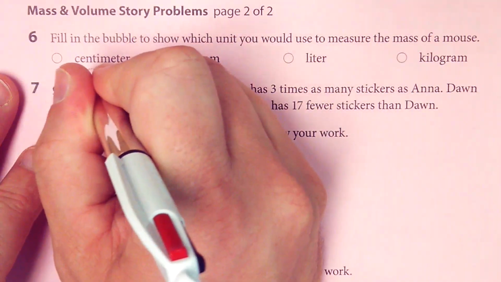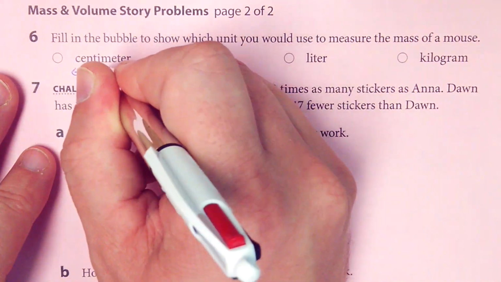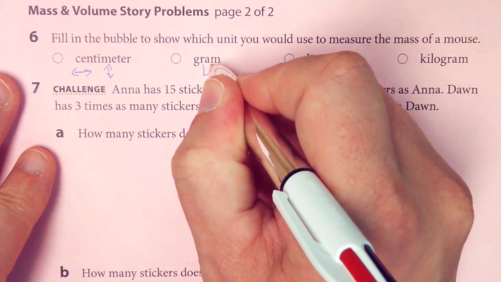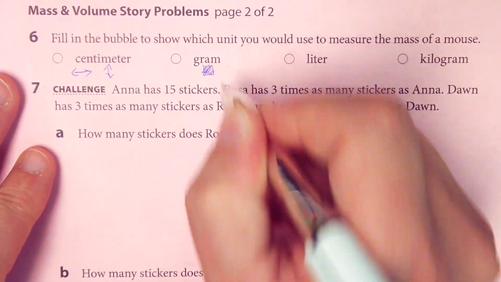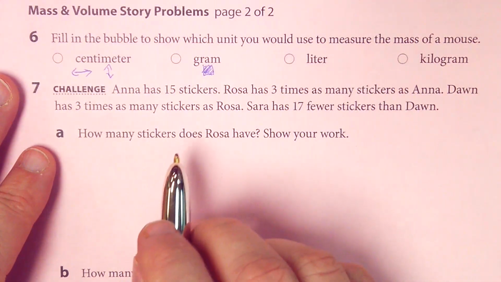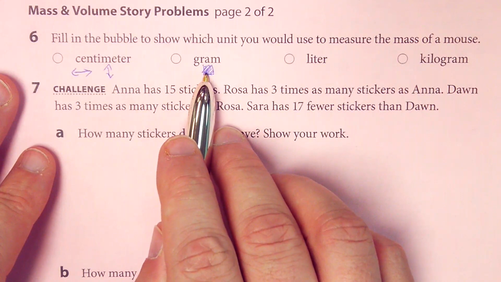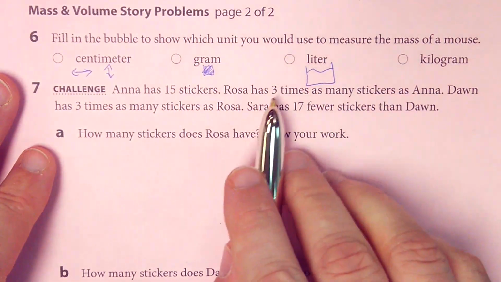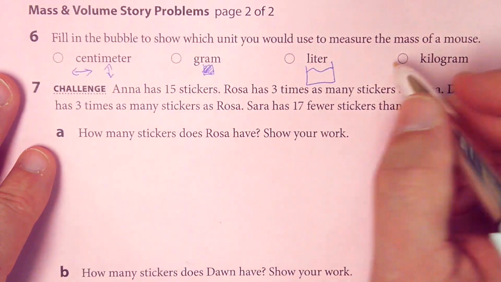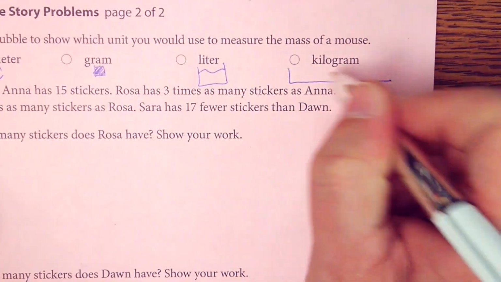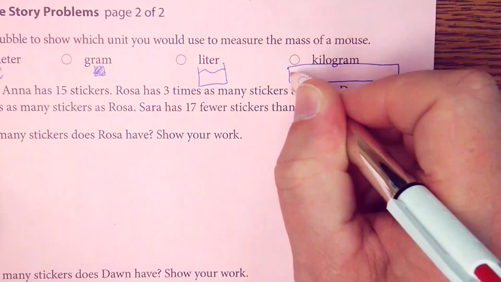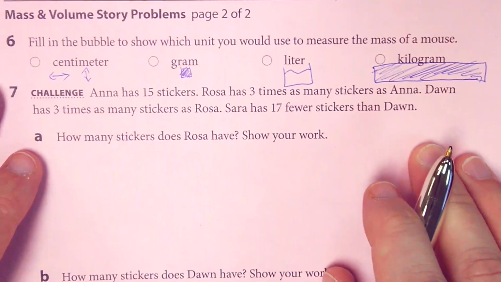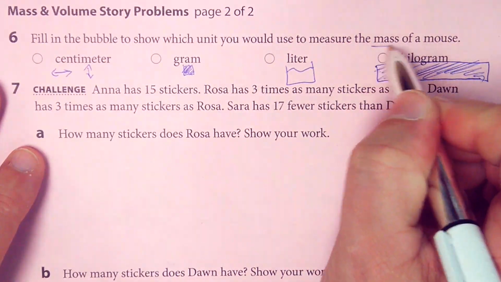So centimeters would be used to measure how wide or how tall a small object is. Grams are used to measure the mass or the amount of stuff in a small object. Liters, we already talked about, would be like liquid in a large container. And then kilograms would be used to measure the amount of stuff or the amount of mass that's in a large object. Okay? So, it wants the mass of a mouse.